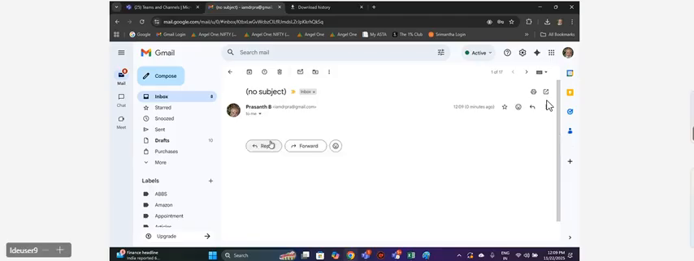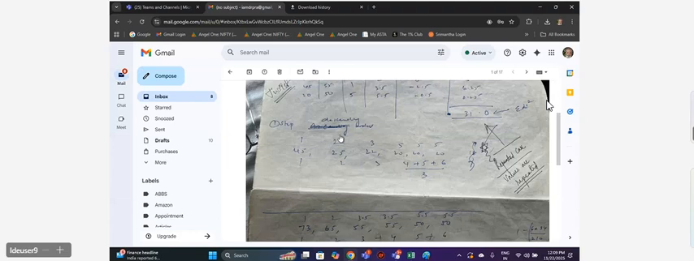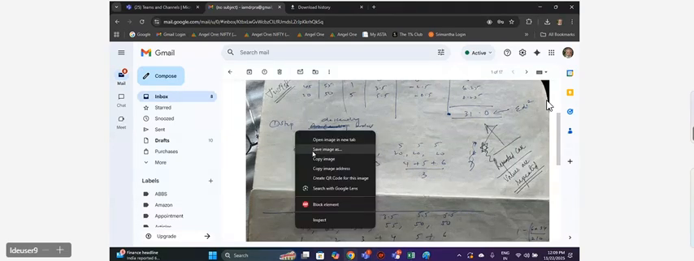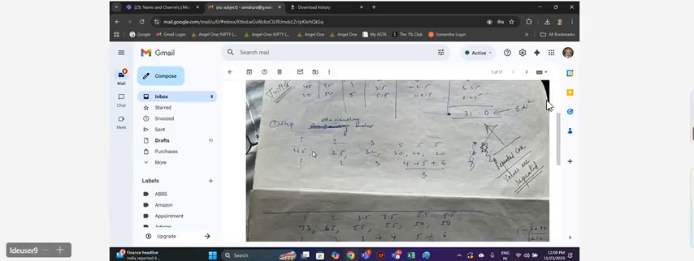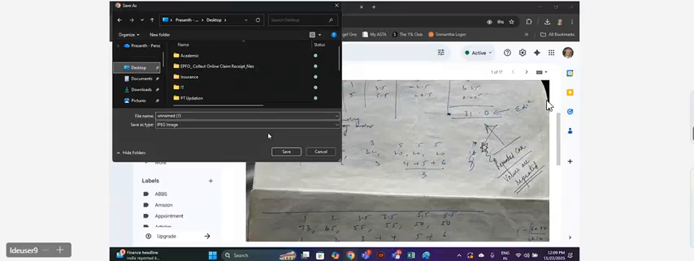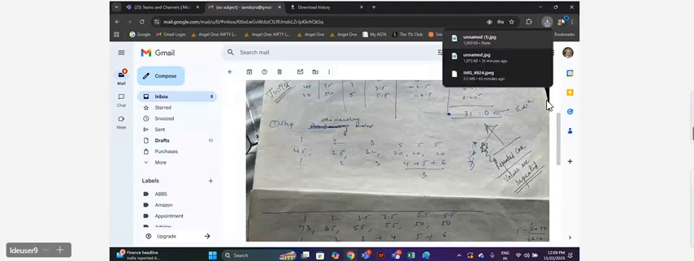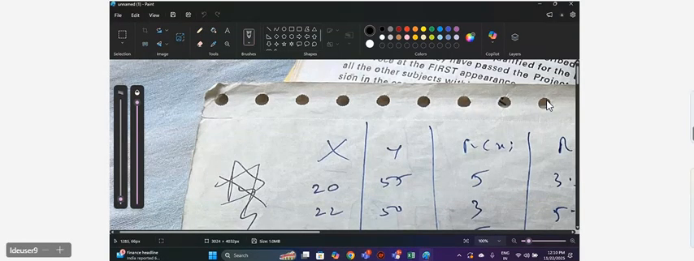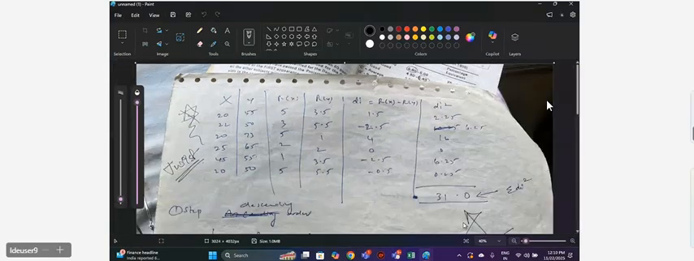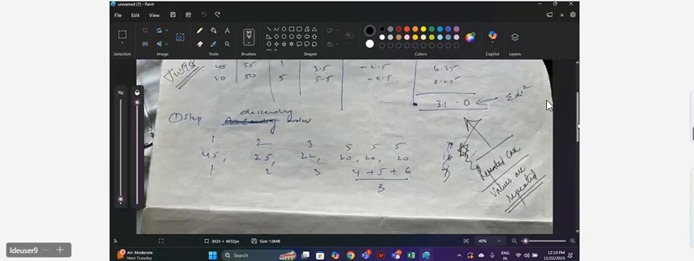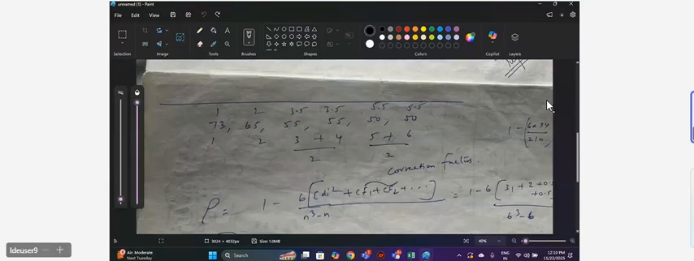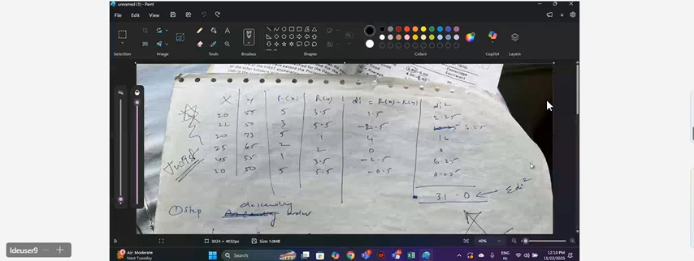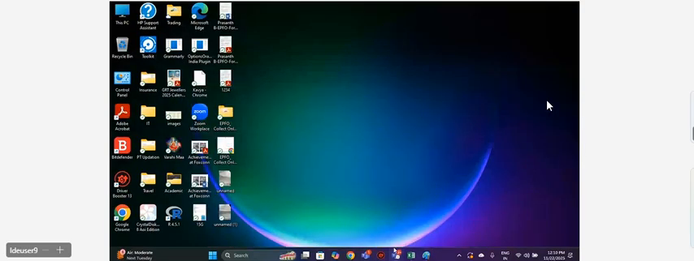Okay, now I open this image. This is again for your reference, just for you to understand. Yeah, this is the problem. Okay, now you see here.